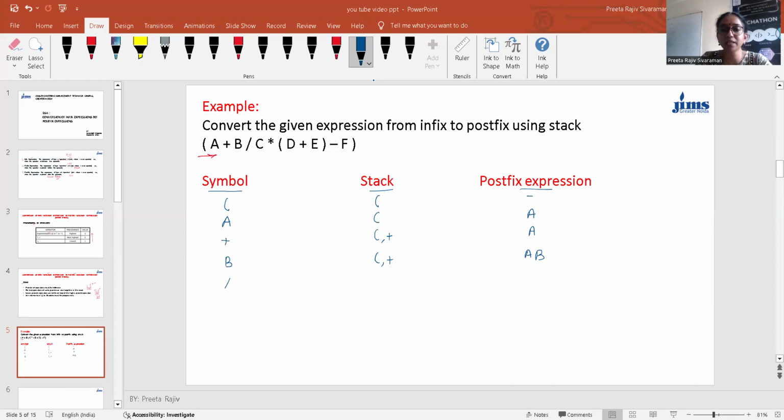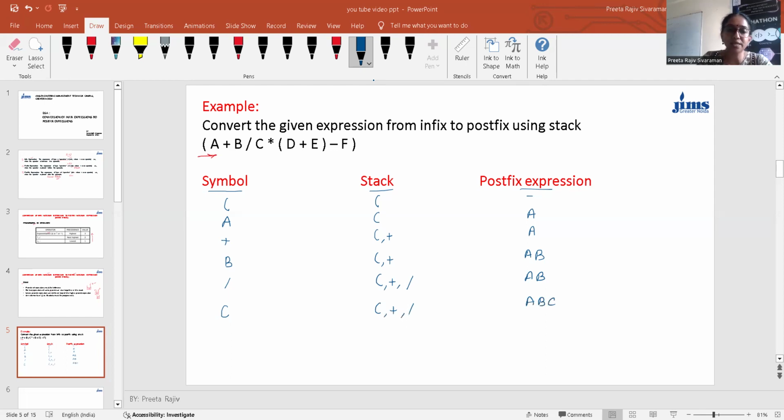Now if you see here, the stack content is opening bracket plus. The incoming operator is divide, which is of higher priority. So this is allowed, and we will push it into the stack. So my stack contents will be opening bracket, plus and divide, and the postfix expression remains the same. Next character scanned is C, which does not go to the stack. So it will come to the postfix expression. The stack contents remain the same, and it will be ABC.